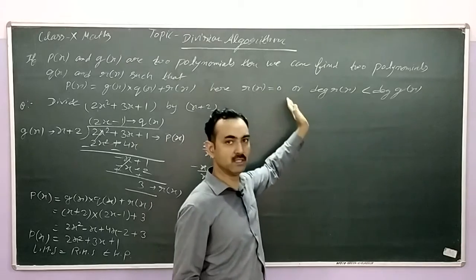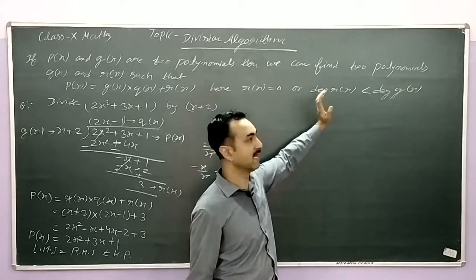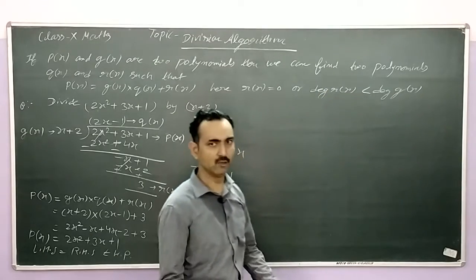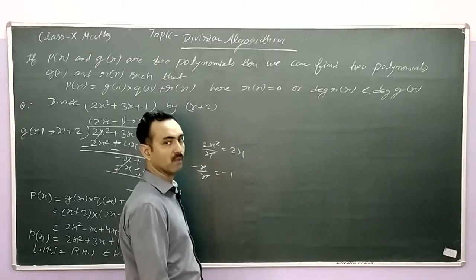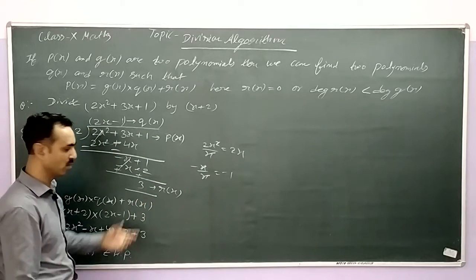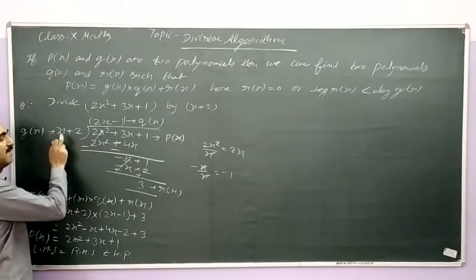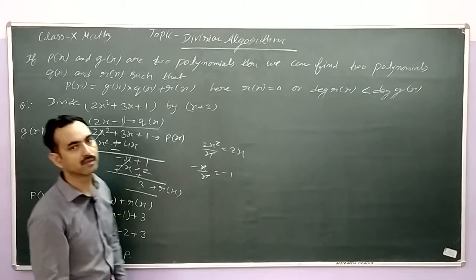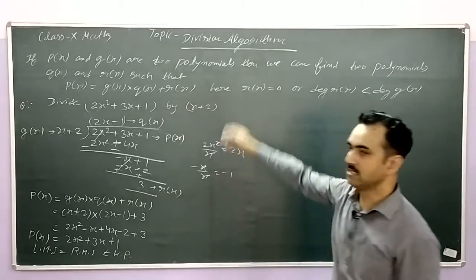R(x) may be 0, and the second condition is that the degree of R(x) is always less than the degree of G(x). Degree, you know already, is the maximum exponent of the variable in the given polynomial. So you can check here, the degree is 0 because it is a constant polynomial, and here you can see the degree is 1. So the degree of R(x) is always less than the degree of G(x). So this was the division algorithm.